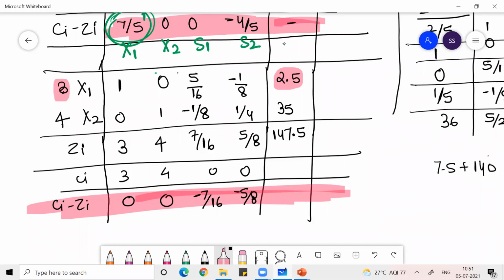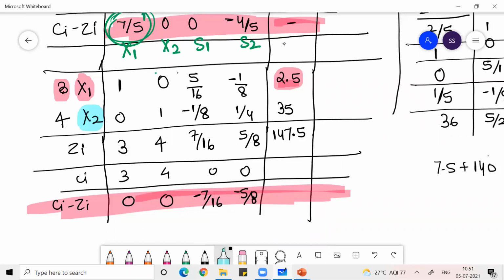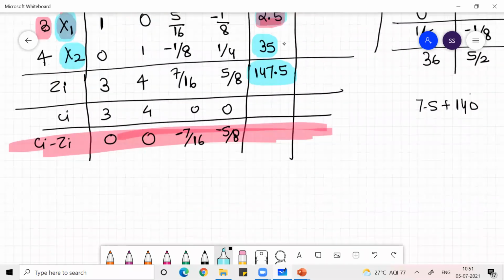So what is your answer? You can see your answer, guys. Your X1 value is 2.5. Your X2 value is 35. And the maximum value of Z is 147.5. I believe you remember.